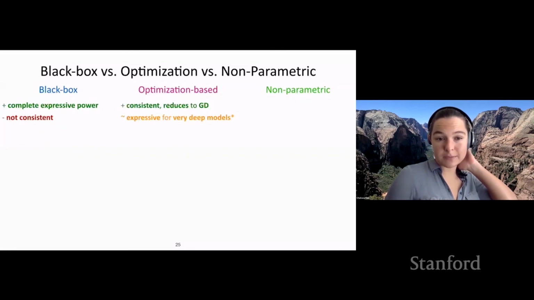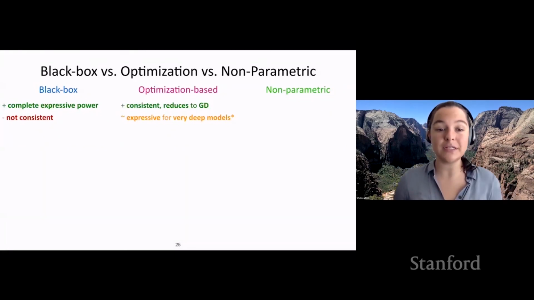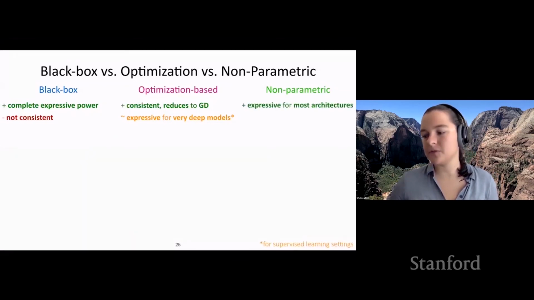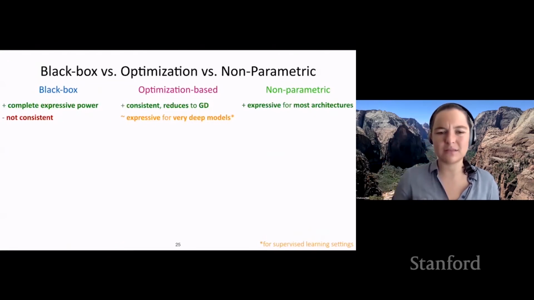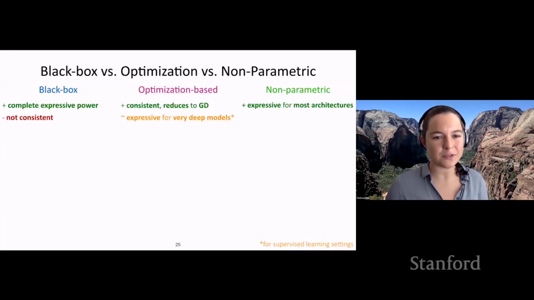And they are expressive, like we talked about on Wednesday, although this does require very deep models in order to get the maximal expressive power that you get with a black box learner. And this is for the supervised learning setting. This actually isn't true in the reinforcement learning setting, but there are some details there, and we'll talk about that when we start talking about reinforcement learning.